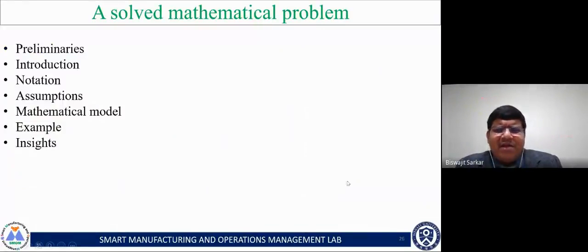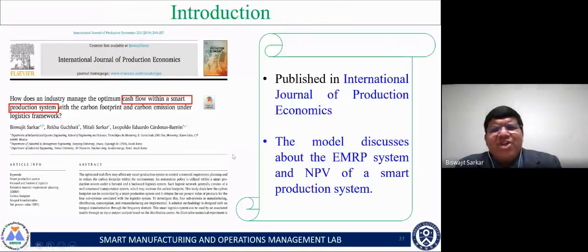And next, I'm giving some examples through that research paper which we published already. So I'm just going through that. There is hardcore mathematics there, so please try to understand. This is a smart production system we want to explain. And within the smart production system, we are trying to show the cash flow, what cash flow is going on.